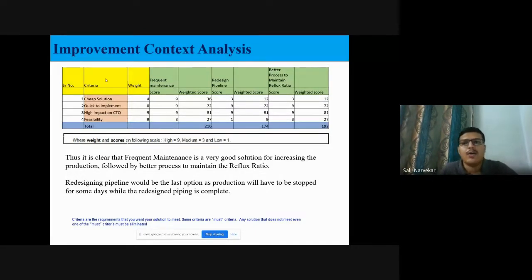Now, talking about redesigning the pipeline, the feasibility has been put as 1 year, because redesigning the pipeline will logically be the last option, because production has to be stopped for some days. You'll have to invest in new capex, which is something you don't want to do and which is not feasible. So based on this, we first calculated this weighted score, and based on that, we got to this conclusion.